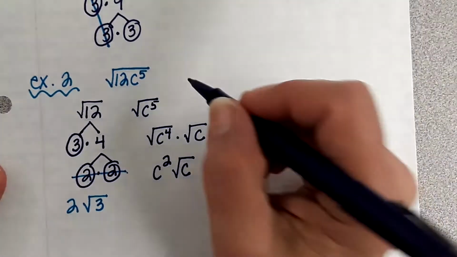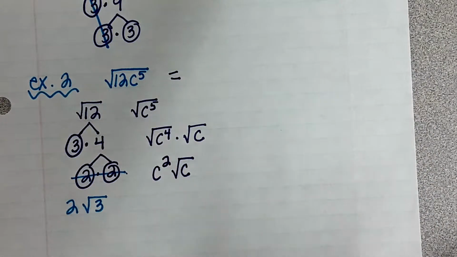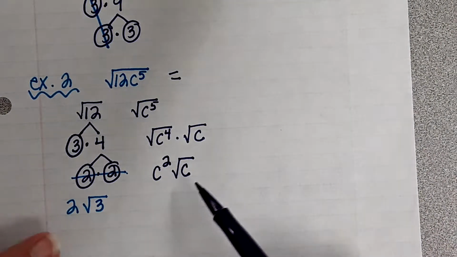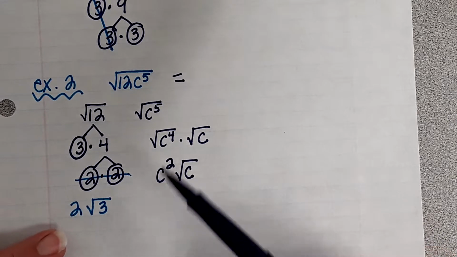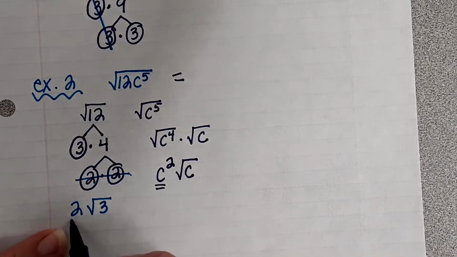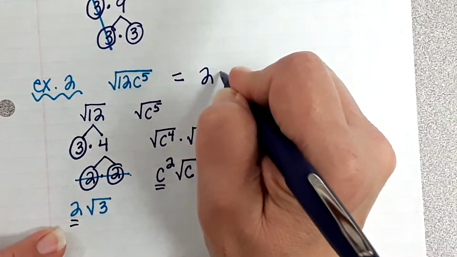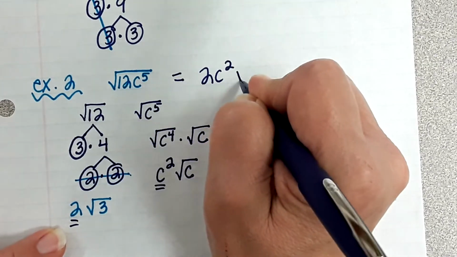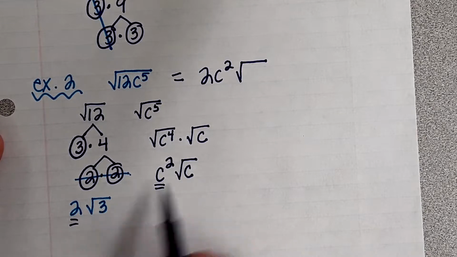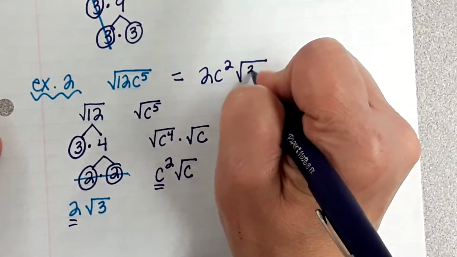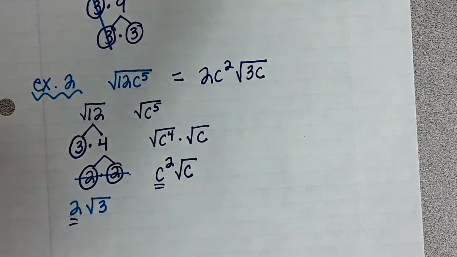So now our final answer is, what is on the outside? Now we're going to combine the two. What's on the outside of the square root? 2 and c squared, so that's going to stay on the outside. And then what is left in the square root? 3 and c, so that goes on the inside, and that's your answer.